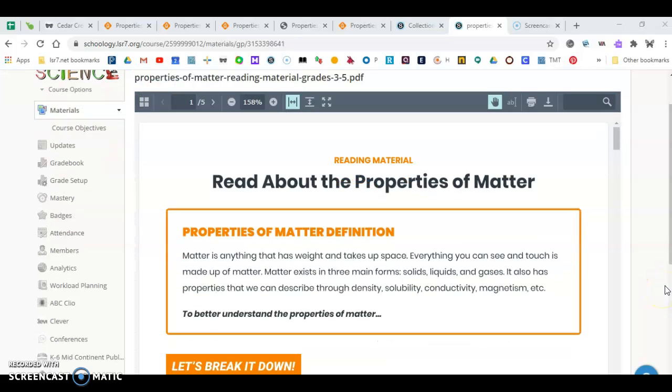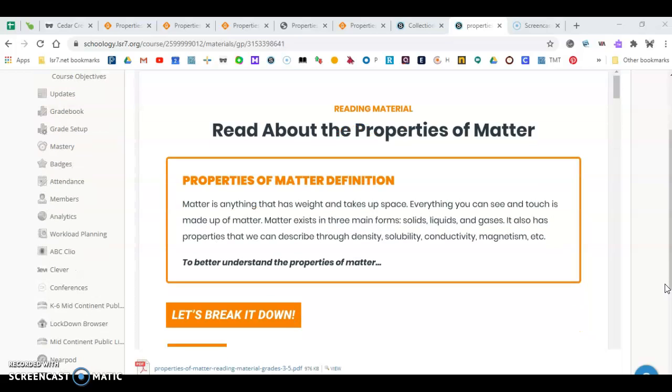Properties of matter definition. Matter is anything that has weight and takes up space. Everything you can see and touch is made up of matter. Matter exists in three main forms: solids, liquids, and gases. It also has properties that we can describe through density, solubility, conductivity, magnetism, etc.